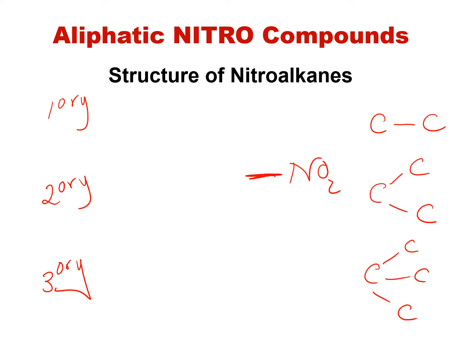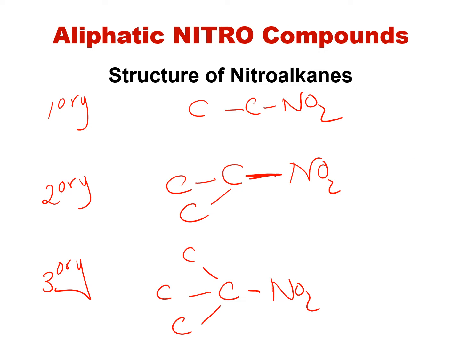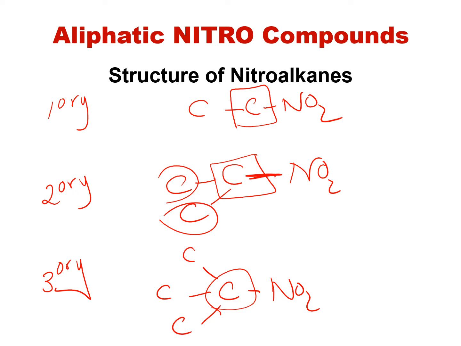And when we start saying primary, secondary, and tertiary, we are actually dealing with the carbon that is attached to the functional group. So the carbon attached to the nitro group, in case of secondary, is carrying 2 carbons. In case of primary, the carbon attached to the nitro group is carrying 1 carbon. In case of the tertiary, the carbon attached to the nitro group has 3 carbons attached to it. Okay, so this is the classification of nitro compounds. Primary, the carbon attached to the nitro group is attached to 1 carbon. Secondary, it is bonded to 2 carbons, and tertiary, it is bonded to 3 carbons.